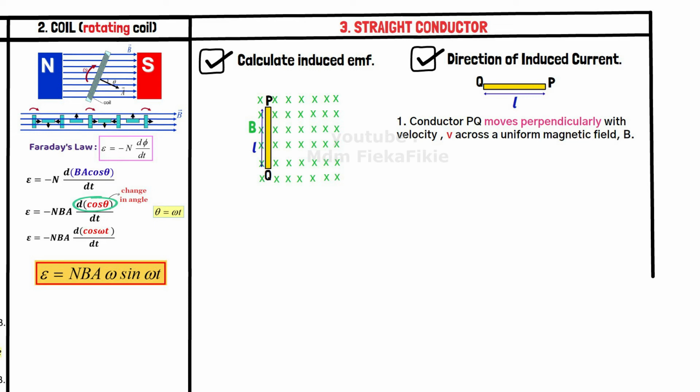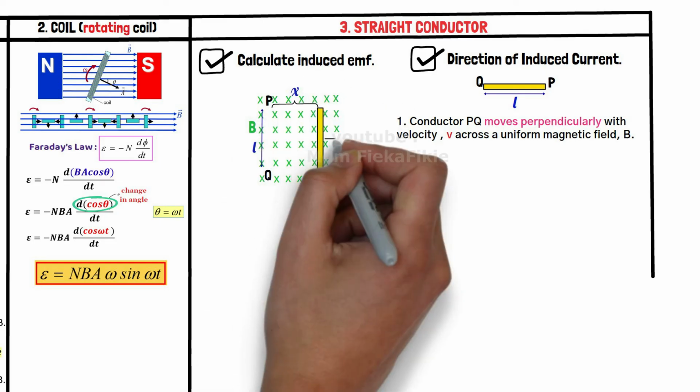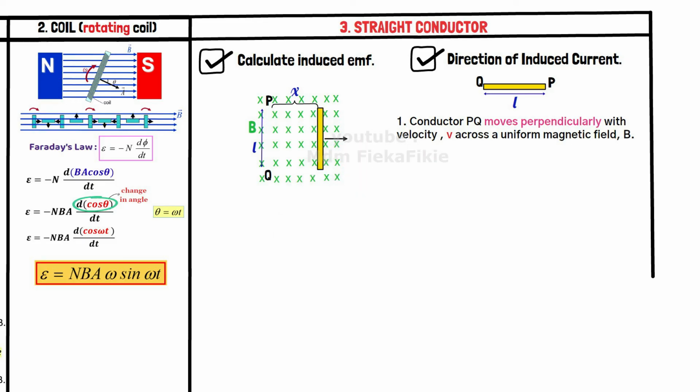Okay, so let's say dia bergerak sejauh X seperti yang ditunjukkan dalam rajah ini, and it is moving to the right, so means that the direction of the velocity V must be pointing to the right. Okay, sebab dia bergerak ke kanan. And then what happens? So second point, when the conductor moves through a distance X in time T. Dalam satu masa T, conductor tadi bergerak sejauh distance of X.